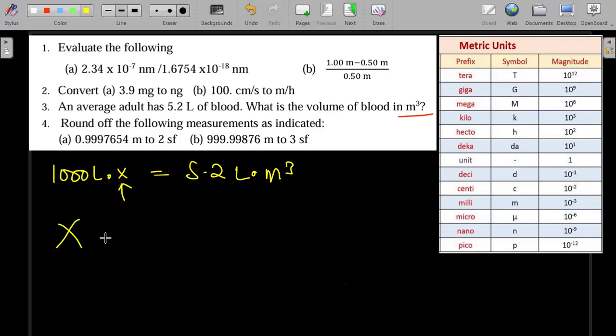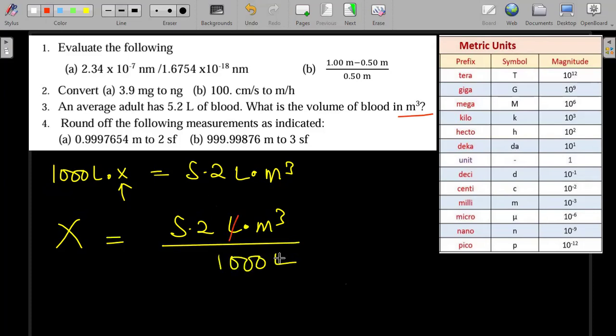So I'm just going to say x is equal to, so I divide by 1000 on both sides. So this would be 5.2 liters and then cubic meter divided by 1000 liters. You see that the liter cancels, even here it cancels. So I have 5.2 divided by 1000. You just punch that on your calculator. My calculator says I get 0.0052 cubic meter, like that.